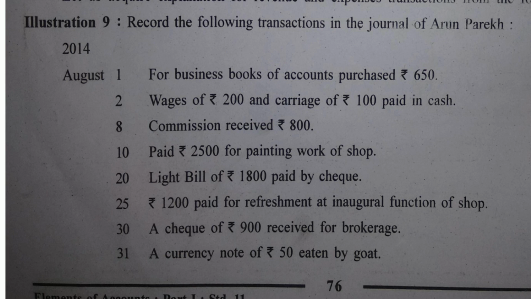So wages and carriage, both of them are the expense for business. So wages account debit 200, carriage account debit 100. Both of these are expenses and hence are debited as per the rule of nominal account. Debit all expenses and losses. So wages account debit 200, carriage account debit 100, to cash account 300. Overall 300 cash goes out.